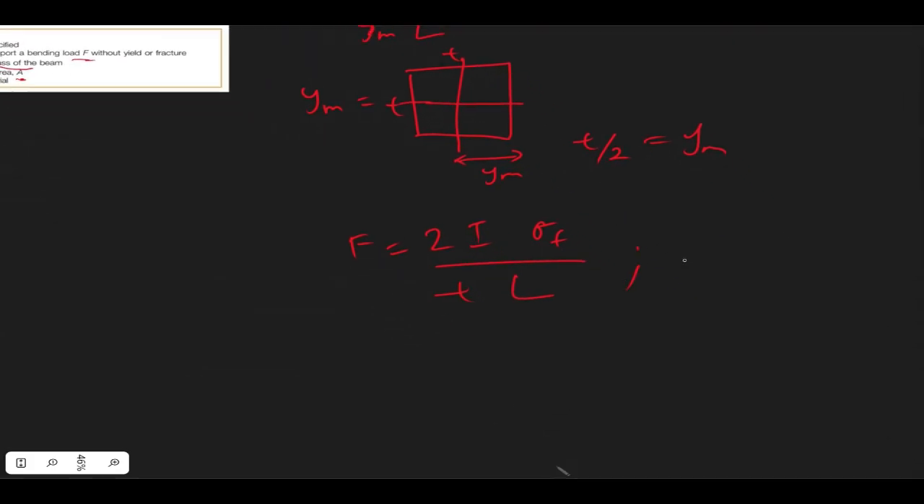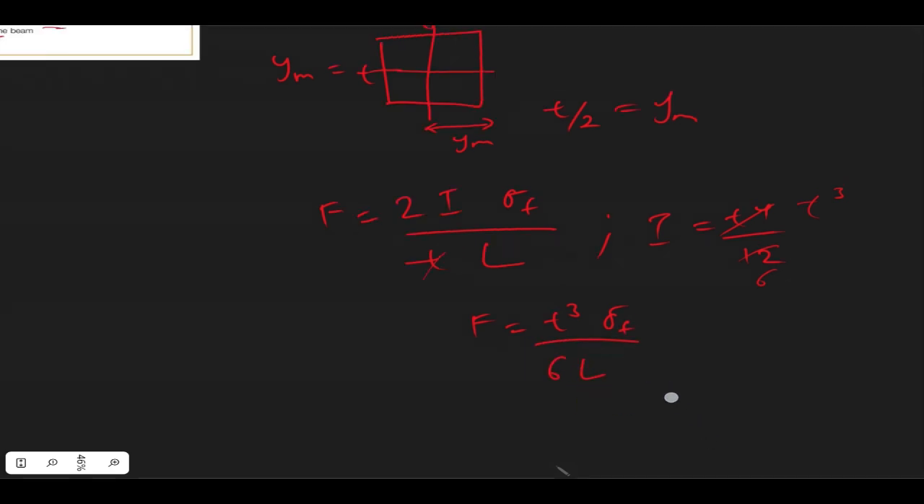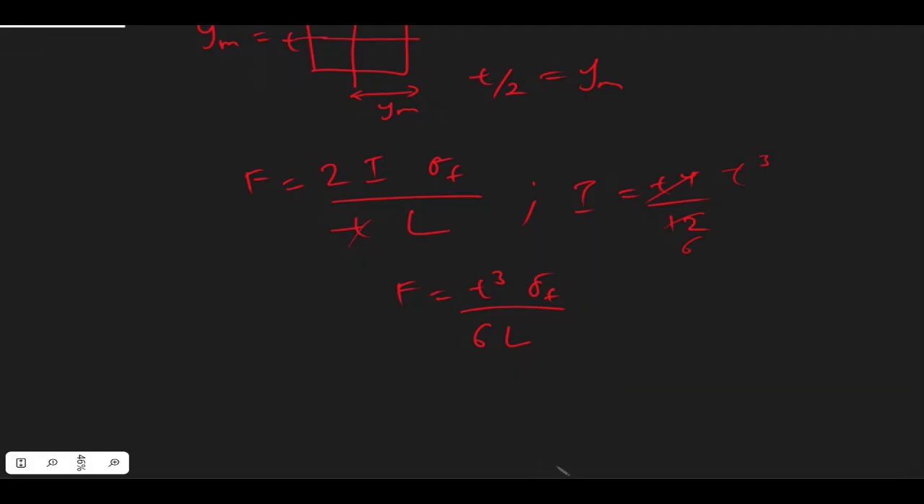So I is equal to T raised to power 4 divided by 12. In order to put this into this equation, we have to substitute for I. So 2 will now cancel this, and 12 will now be 6. T will cancel, leaving T raised to power 3. That means our F will now be equal to T raised to power 3 times the stress divided by 6L. So that's our formula.